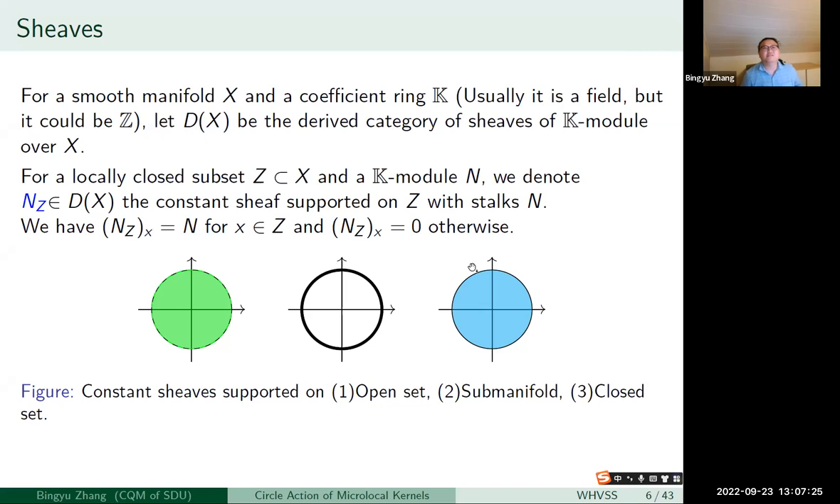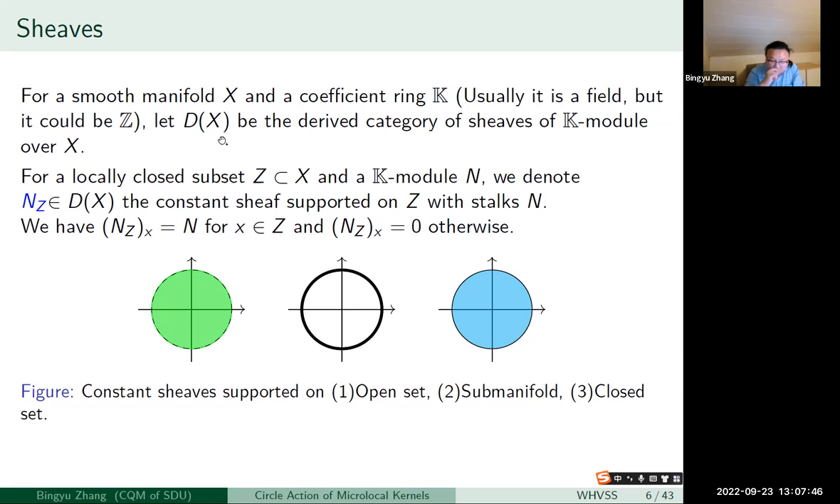Okay, let's start from the very beginning. Now we fix the smooth manifold X and the coefficient ring K, and let D(X) be the derived category of sheaves over K-modules. Today I won't talk about anything about coherent sheaves, so it makes sense to just use D(X).